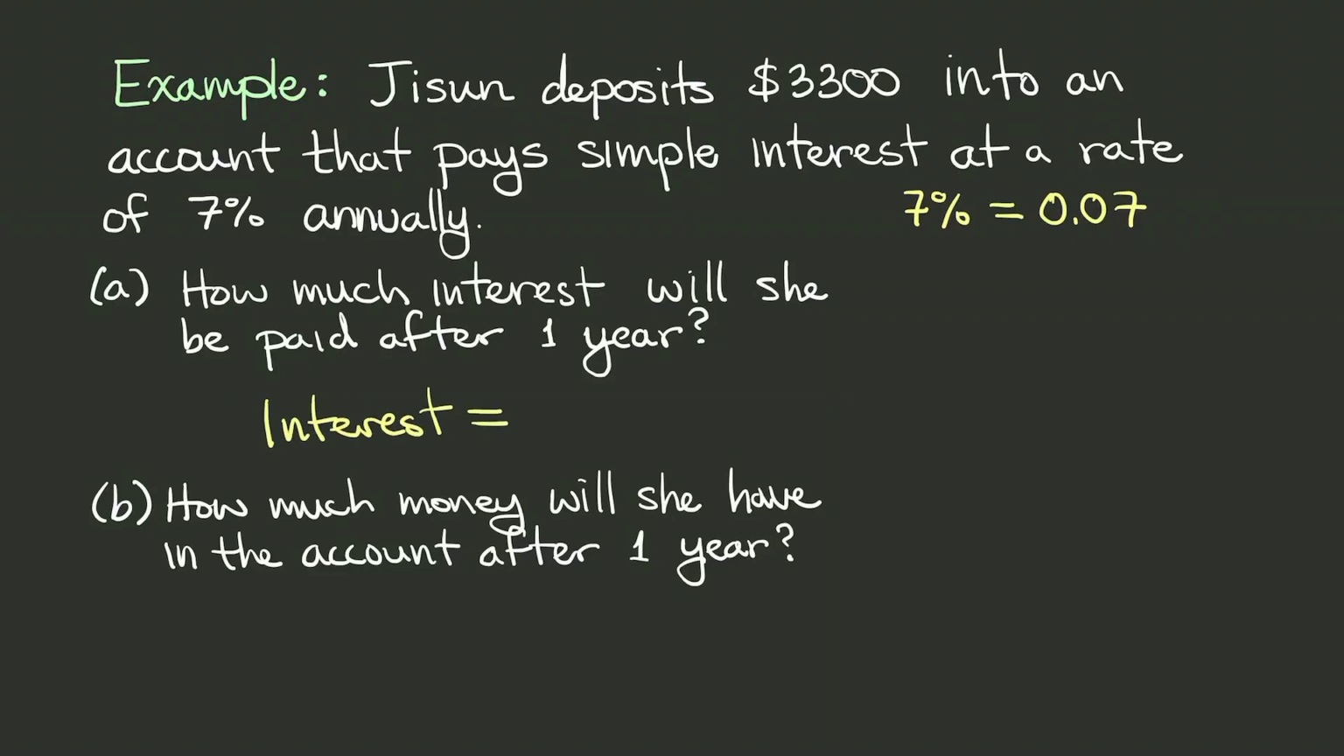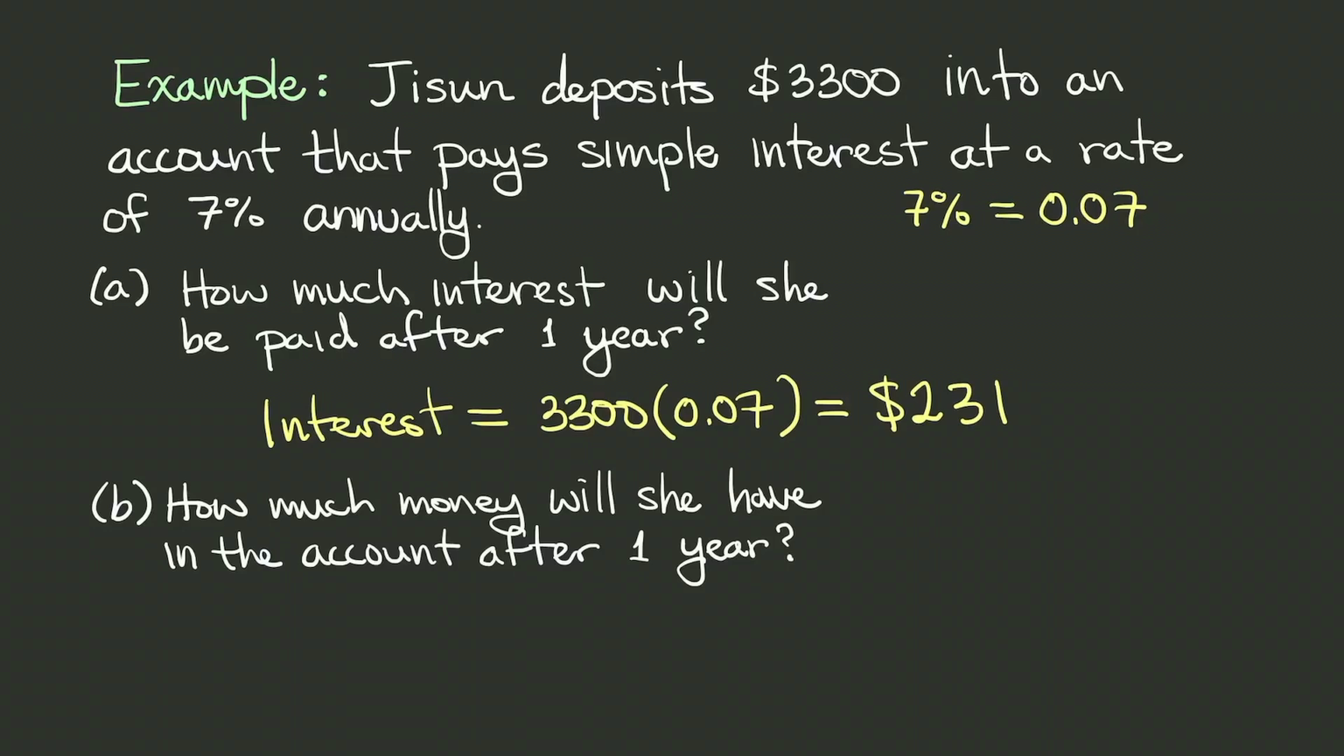is the increase. And so we're going to take $3,300 and multiply that by our interest rate, which is 0.07. So we want to use the decimal anytime we're doing a computation. And that's going to give us $231.